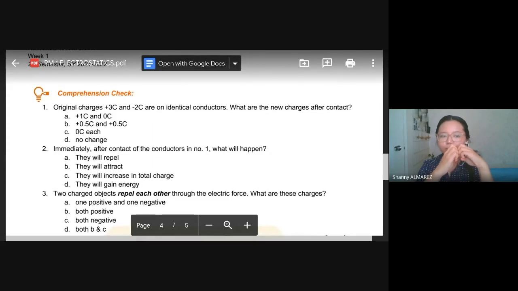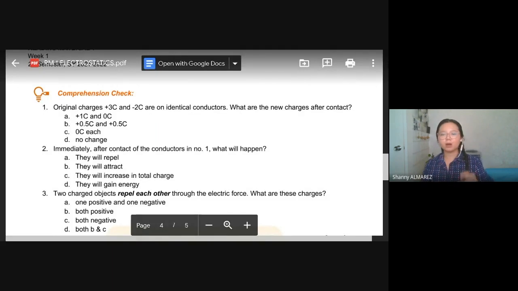Sige, can you guess what would be the amount of charges of the two individual spheres after the contact? Is it A, B, C, or D? So we have an answer. Sige, how about the rest? Okay lang yan. Kung hindi pa kayo sure, we will process and try to come up with the correct answer. Okay. So, ang majority sa answers nyo ay letter A.